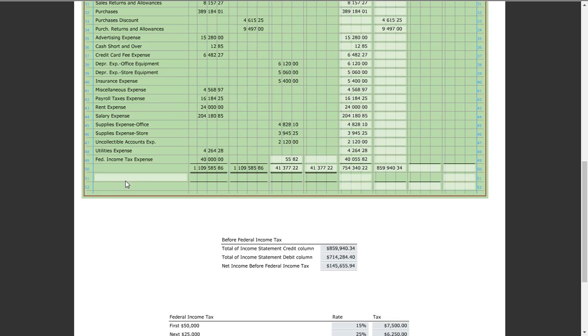Now, I need to calculate my net income after federal income tax. So over here on line 51, I have to put in net income after federal income tax. I calculate that by doing 859,940.34, subtract from that 754,340.22. When I do that, I get 105,612. Now, if I put that 105,612 here on my income statement as a debit, it also goes over here as a balance sheet credit.